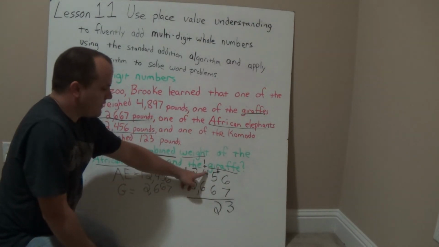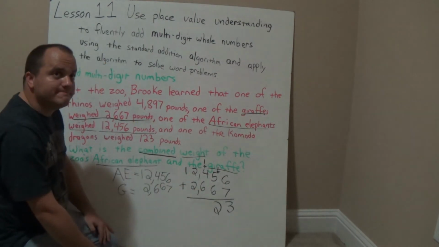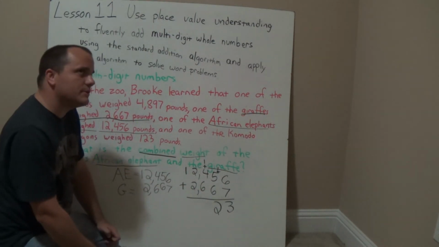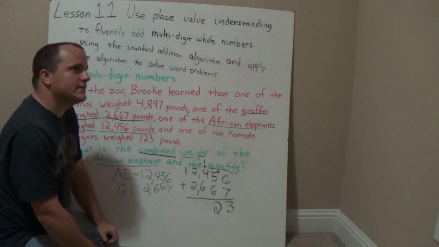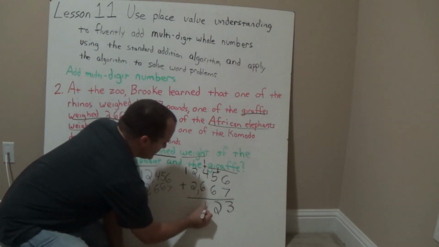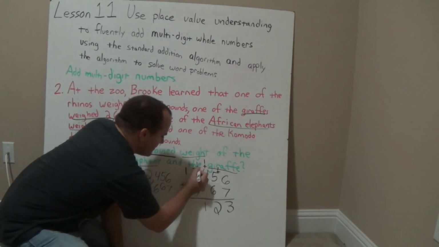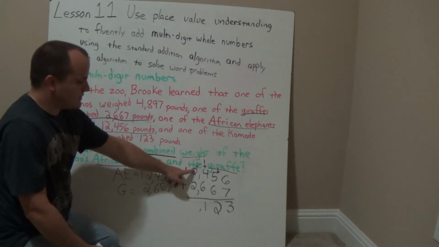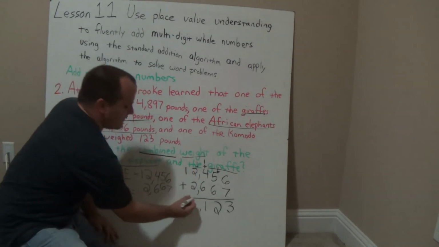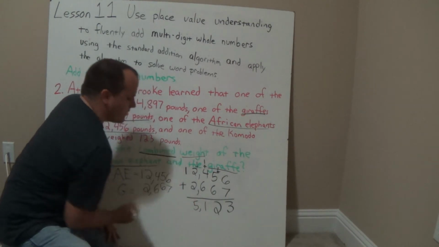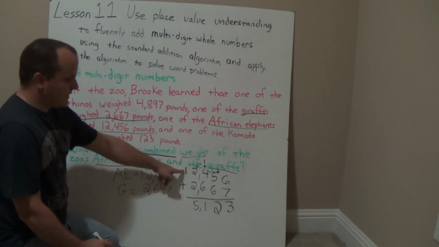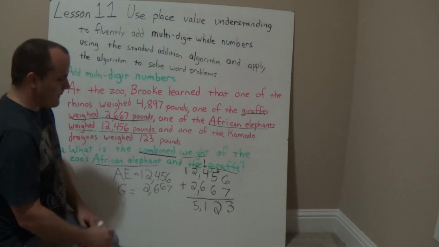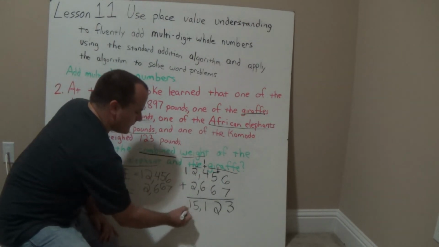1 plus 4 is 5, 5 plus 6 is 11, I think. Let me double check. 6, 7, 8, 9, 10, 11. Yep, 11. 1 down, 1 up top, don't forget your plus sign. I see my comma there now. 1 plus 2 is 3. 3 plus 2 more is 5. I don't need to bring anything up top because it's only a one-digit number. And I have a 1 right here.